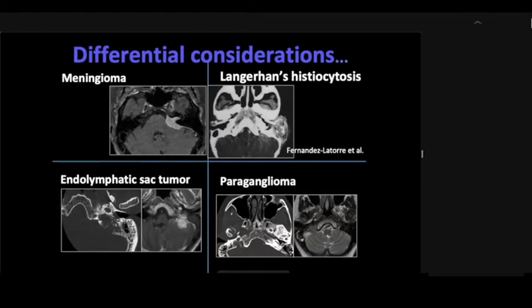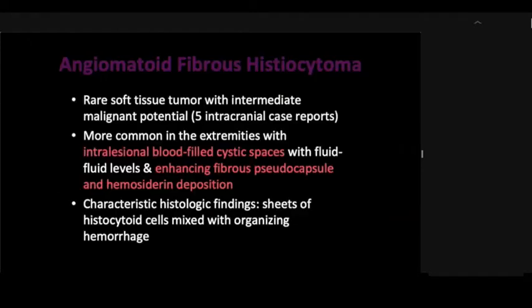Again, the location of this mass argued against this lesion as it was not centered in the jugular bulb or the middle ear. Due to her symptoms, she underwent operation for resection. We were surprised by the final diagnosis, which was angiomatoid fibrous histiocytoma. This is a rare soft tissue tumor with intermediate malignant potential.